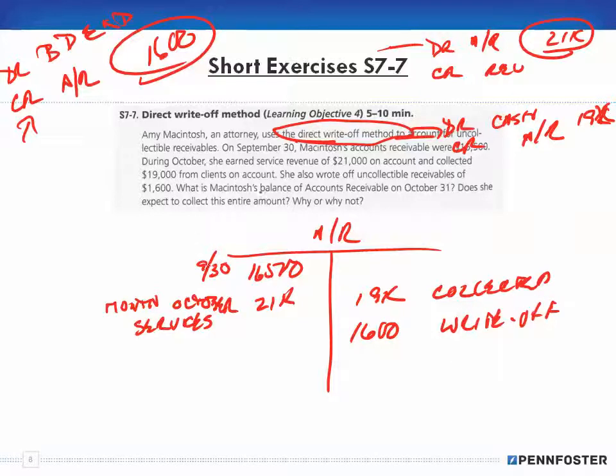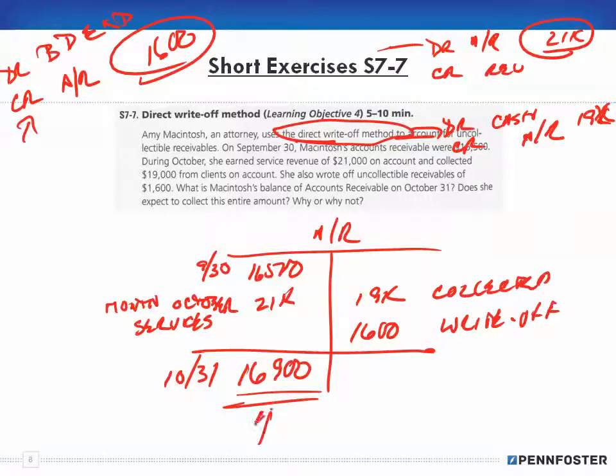And so what is McIntosh's balance on October 31st? Okay, so we add up our debits and we add up our credits and subtract one from the other, and when we do that, we end up with $16,900 as her new balance on October 31st in her accounts receivable account. It says here, does she expect to collect this entire amount? Why or why not, right? Does she expect to collect this $16,900? Why or why not?